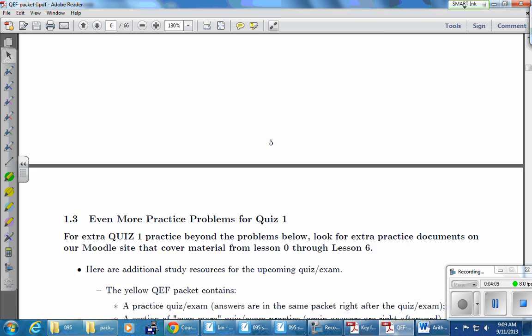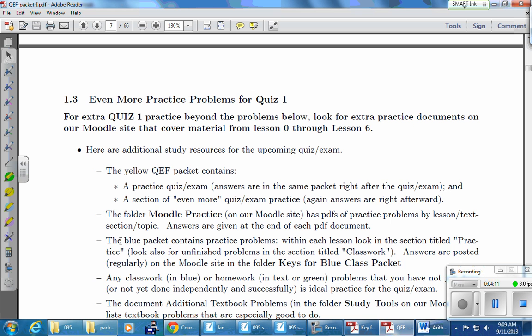If you go past the answers, you will find even more practice problems for quiz 1. There is no shortage of stuff for you to practice on in preparation for our quizzes and tests. I'm never going to check this, but if you ignore it, I think you are missing an opportunity. Questions on the yellow packet?